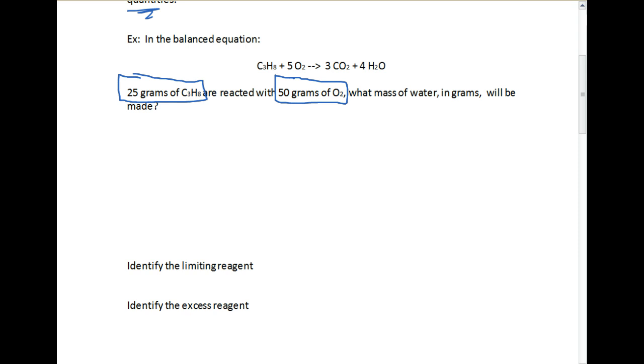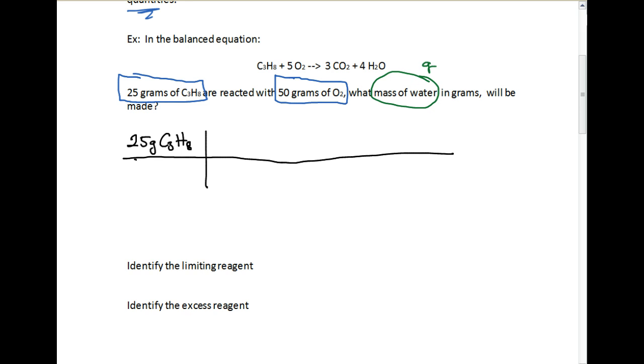And what we're being asked to find is the mass of water, and of course we're going to find that in grams. So essentially, this becomes two stoichiometry problems. What we're going to do is take each known individually, and we're going to do two problems. So we're going to start with 25 grams of C3H8. That's one of our two knowns, and we're going to do a conversion to our unknown, which is grams of water. That's our first stoichiometry problem.